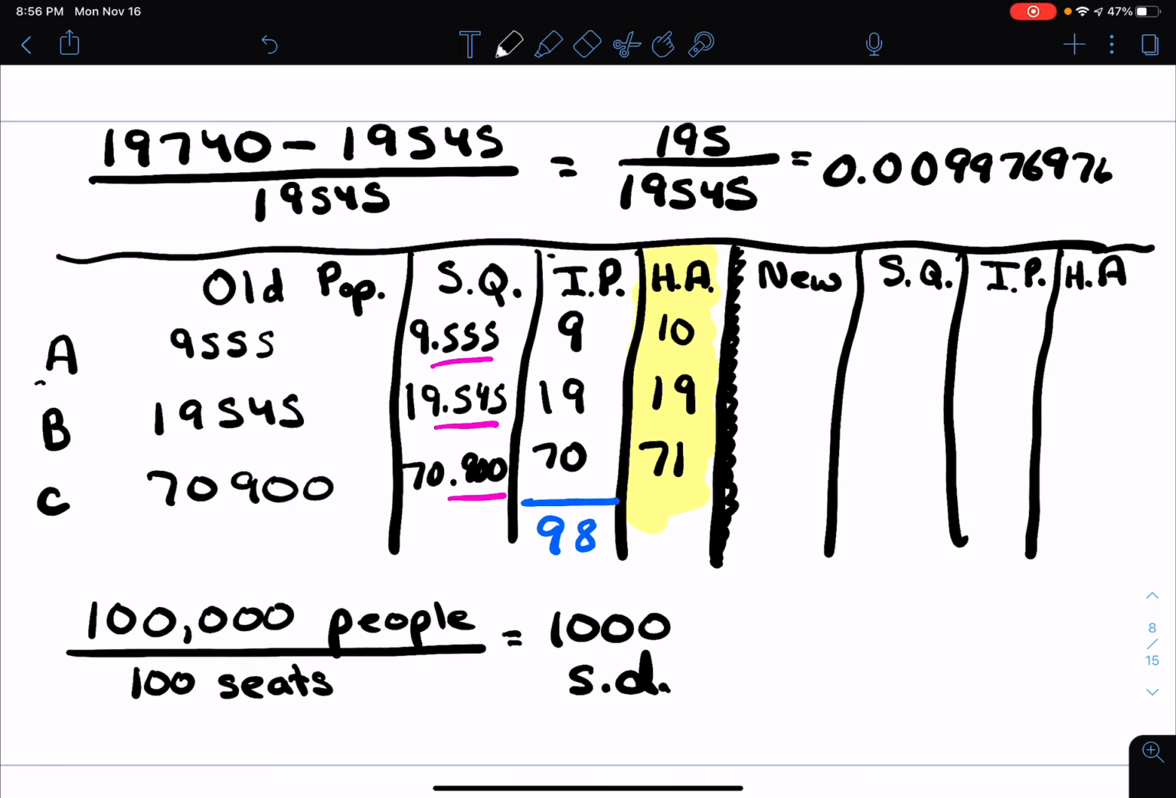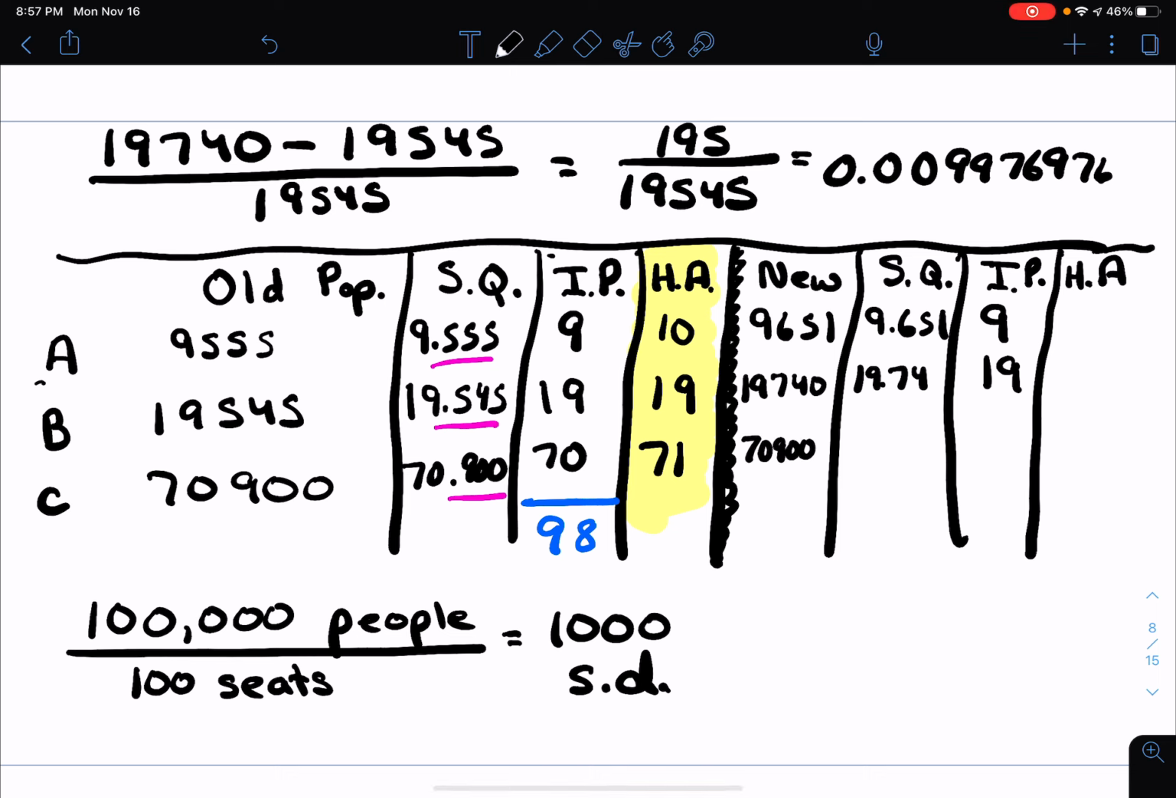All right. Now next to that, let's look at the new populations and what happens. The new populations were 9,651, which when you divide by 1,000, you're going to have a standard quota of 9.651, integer part 9. Second new population was 19,740, so you're going to have 19.74, integer part's 19. The third still just stayed the same, 70,900, so 70.9, integer part's 70.